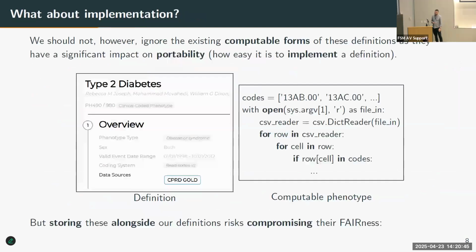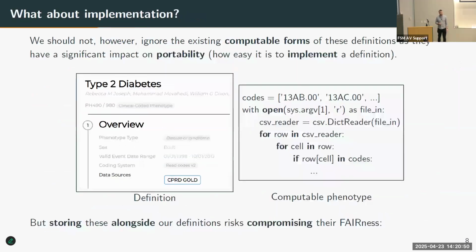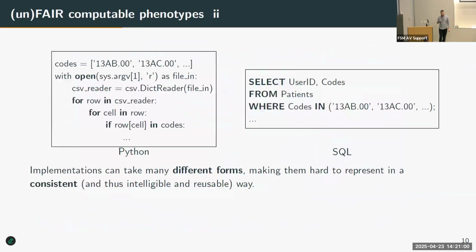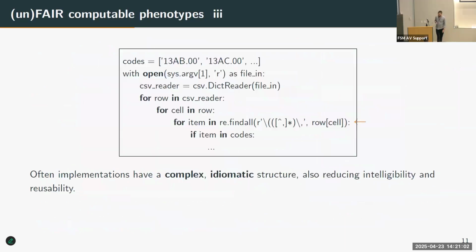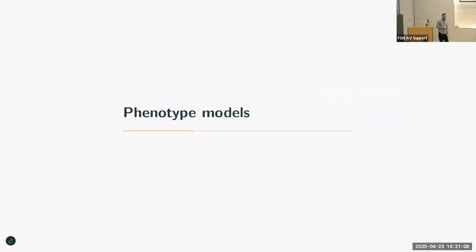Okay, so these are our problems. This is our landscape. We're doing pretty well at the definition level, and there's work going on at the implementation level, but it's a bit ad hoc. And if we try and combine these two worlds together, we're going to get problems. Why is that? Well, because of the way that the implementation and the logic are combined, because of the different languages people are using, because of the complexity of the implementations, and finally, because people tend to tie things to the same standard.